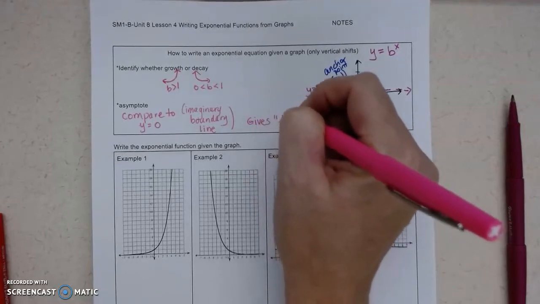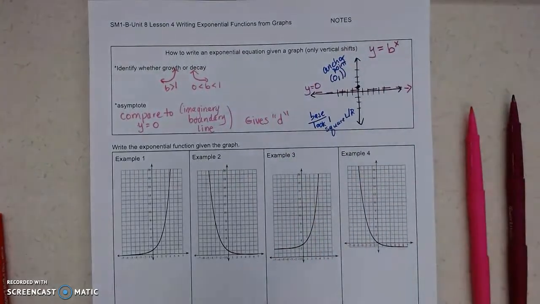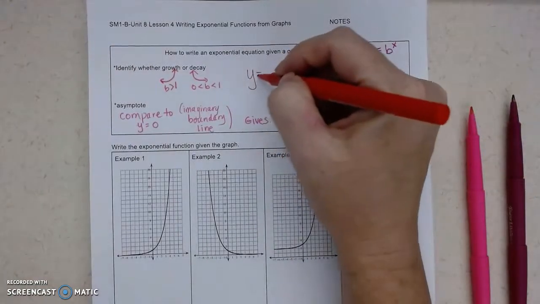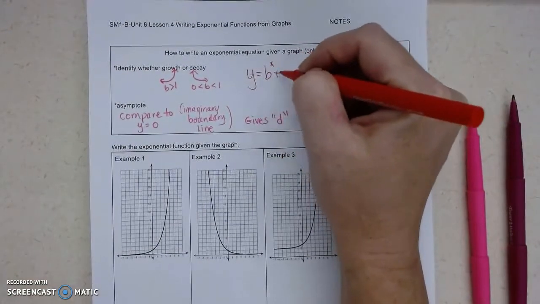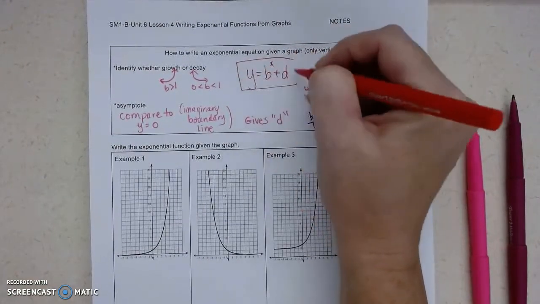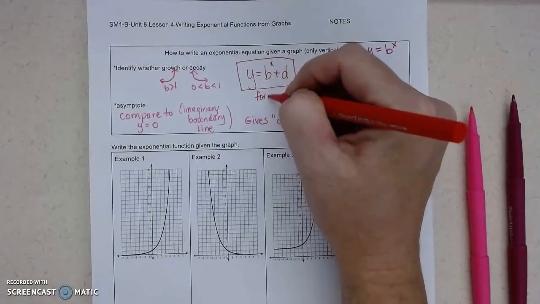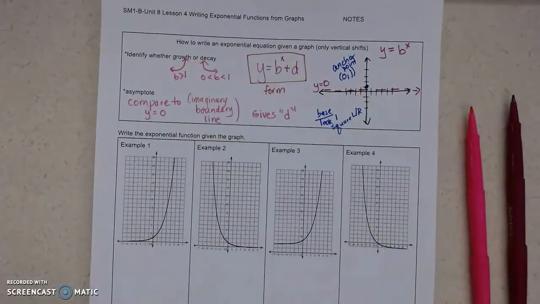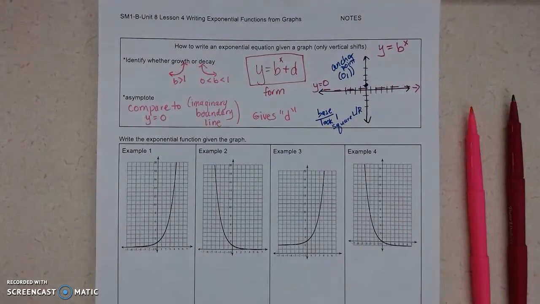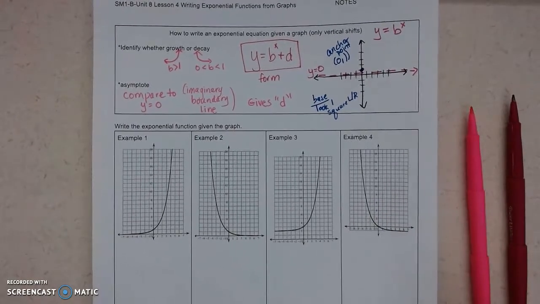the d value. So for all of these, our equation will be in the form y=b to the x plus d. That's going to be the general form. Okay, but we're going to use the asymptote, the anchor, and 1 square to the left and right. And it's all going to be in your head. So let's look at the first example.